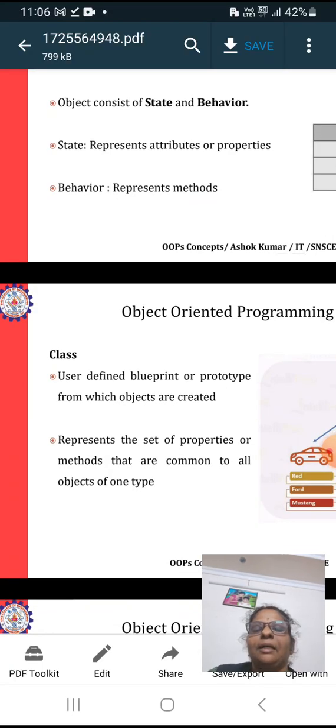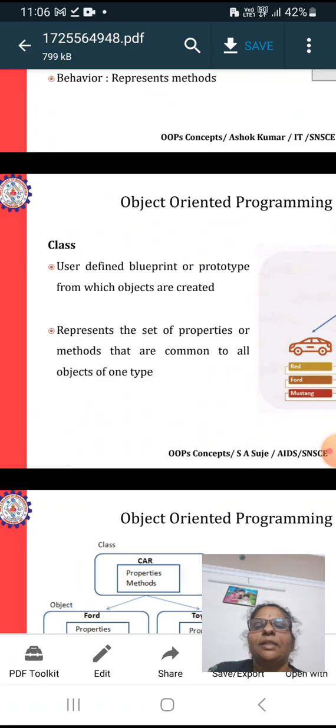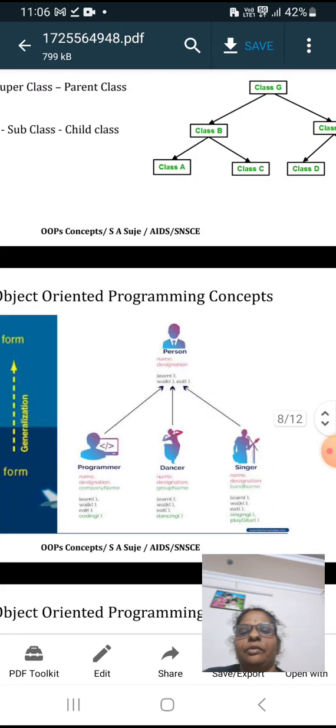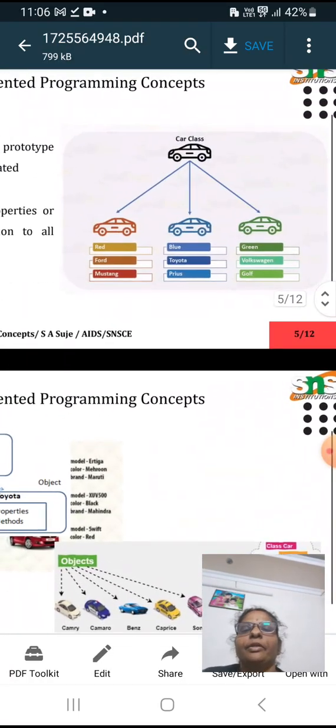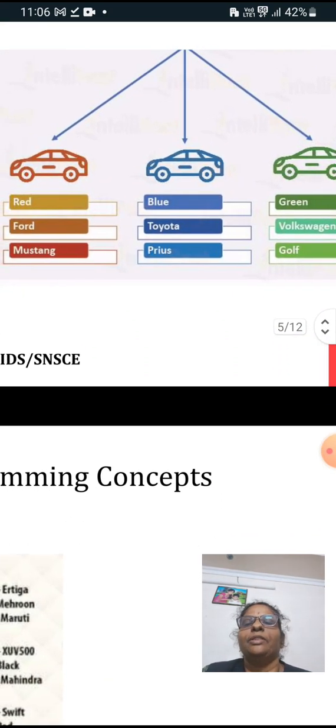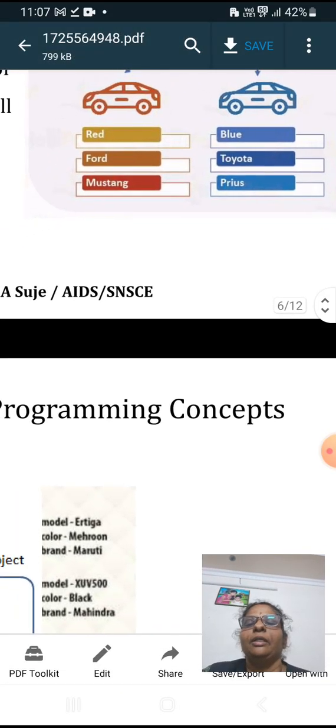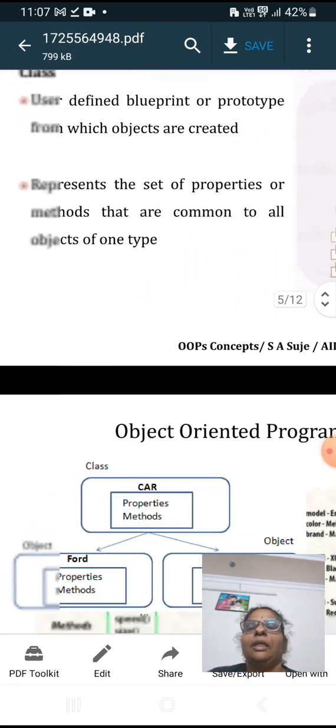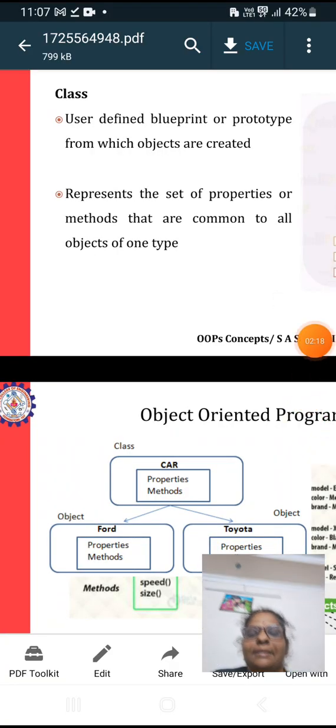Likewise, a class is a user-defined data type. It is defined as a blueprint or prototype from which objects are created. It represents the set of properties or methods that are common to all objects of one type. If you are taking a car, it has red color, blue color, green color. Based on color we can segregate, likewise type and name of the car and its behavior we can differ, but under one category. That common name is called a class.